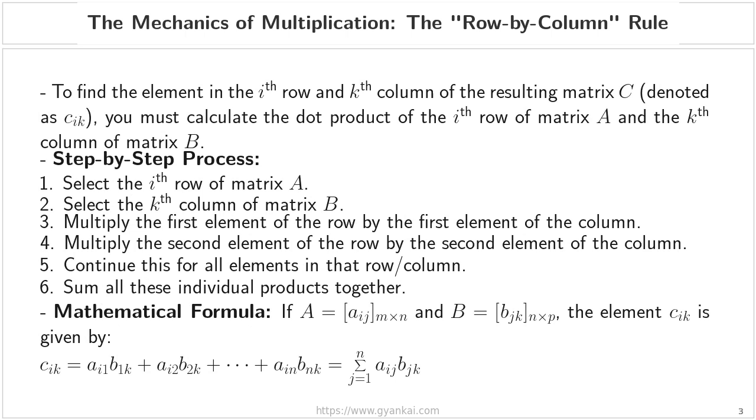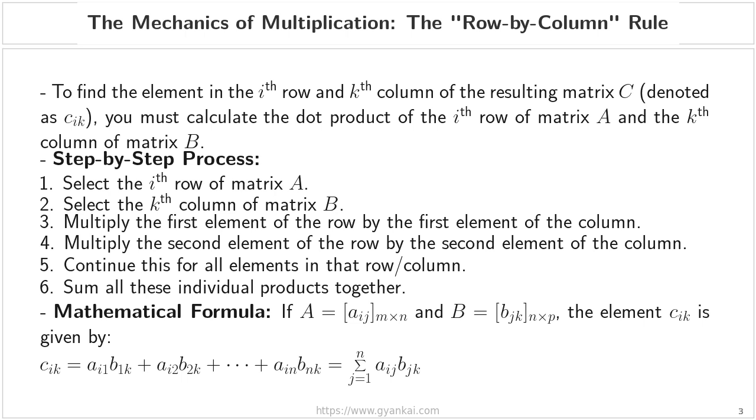If we express this using a mathematical formula, assuming matrix A has dimensions m by n and matrix B has dimensions n by p, the element C sub ik is calculated by adding the product of a sub i1 and b sub 1k, plus a sub i2 and b sub 2k, and so on, all the way to a sub in and b sub nk. In formal mathematical notation, this is written as the summation from j equals 1 to n of a sub ij multiplied by b sub jk.